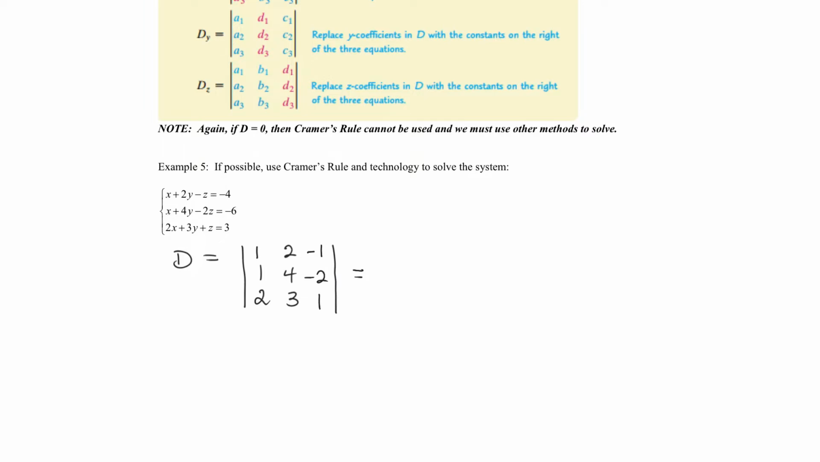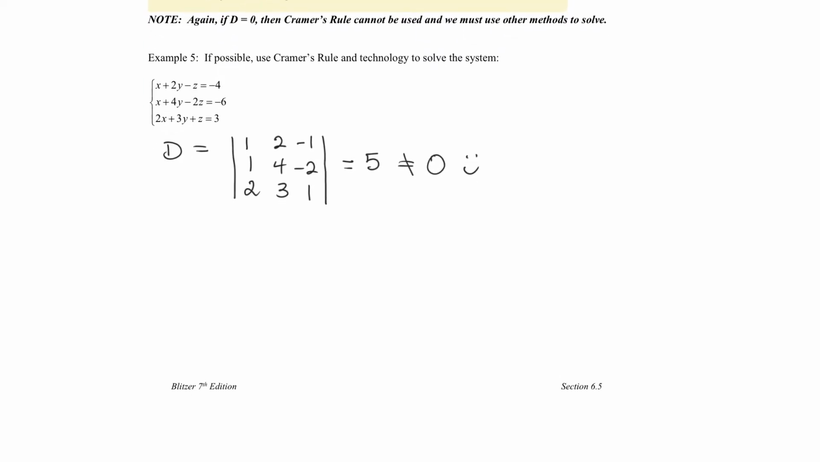And if I enter that as a 3 by 3 matrix into my calculator and then evaluate the determinant of that 3 by 3 square matrix, it turns out to be equal to 5, which is not 0, which means we can use Cramer's rule to solve the system. So at this point, I'm going to go forward and I'm going to find D sub x by simply trading out that first column with my constants on the right side. So negative 4, negative 6, 3, 2, 4, 3, negative 1, negative 2, 1.